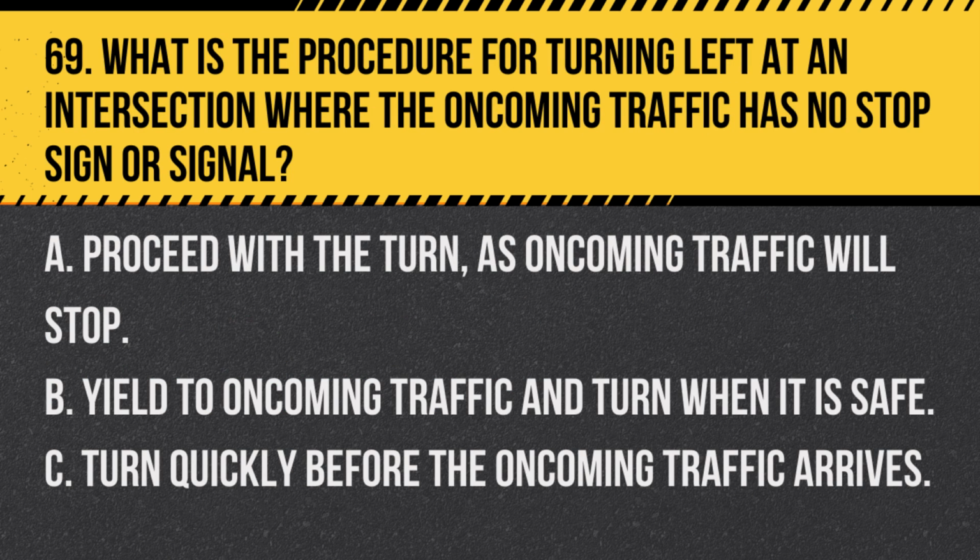Question 69. What is the procedure for turning left at an intersection where the oncoming traffic has no stop sign or signal? A. Proceed with the turn, as oncoming traffic will stop. B. Yield to oncoming traffic and turn when it is safe. C. Turn quickly before the oncoming traffic arrives.